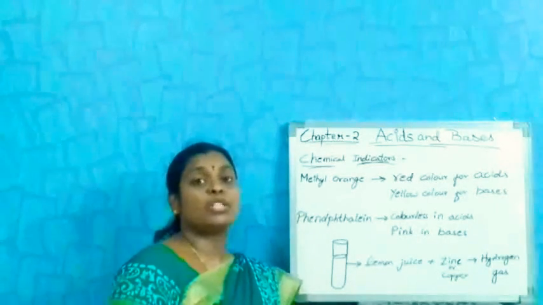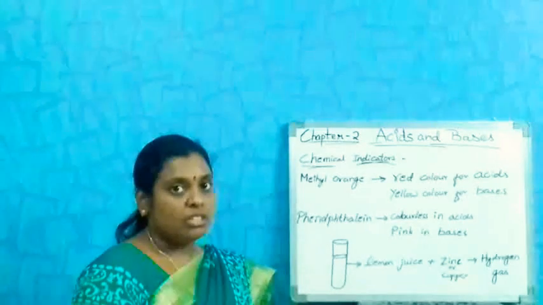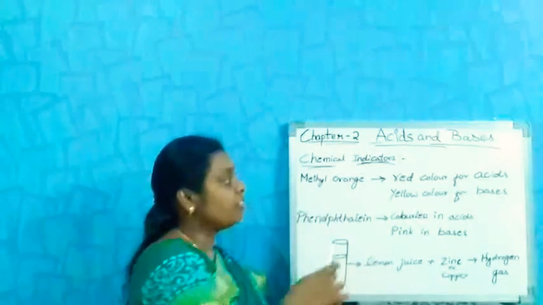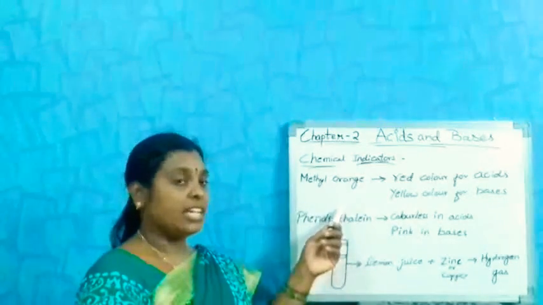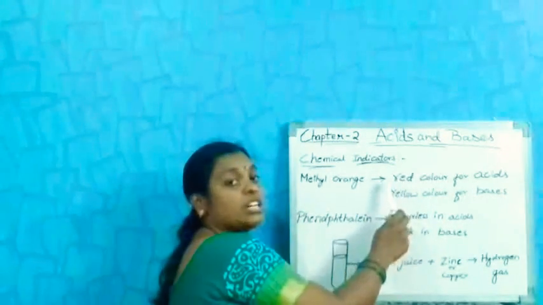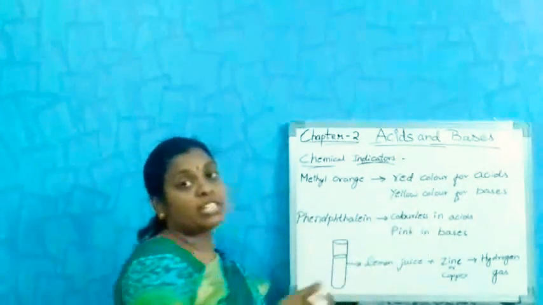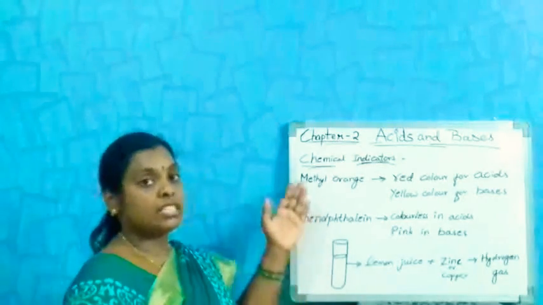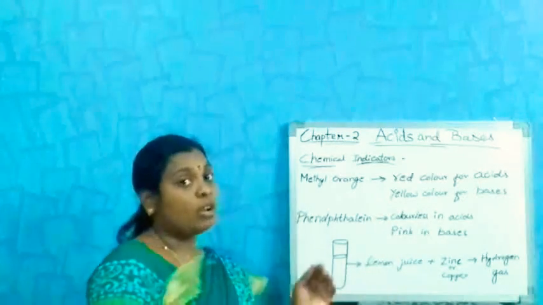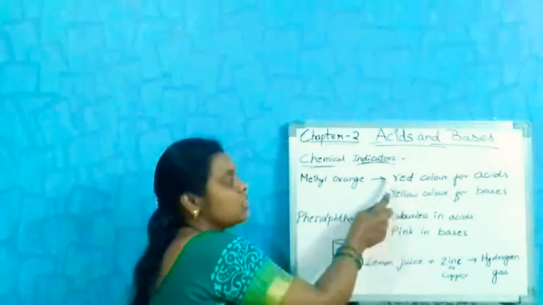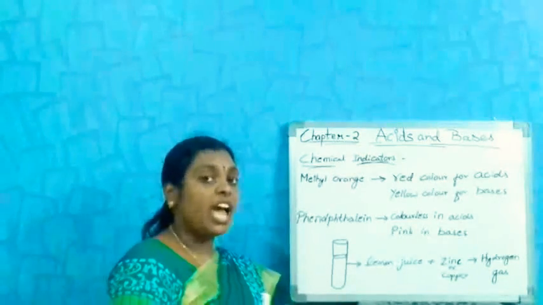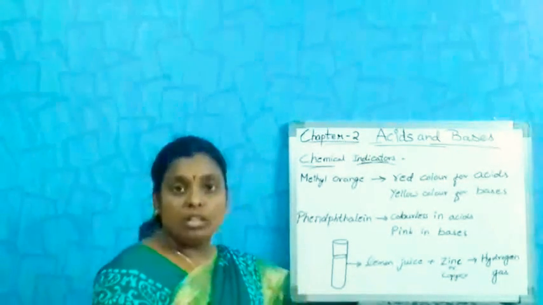Citric acid, that is lemon juice, is an acid. So there is a color change. By the reaction of citric acid with the methyl orange, the color turns into red. If it is a base, when we add methyl orange to a base, it shows yellow color, whereas in the acid, it turns into red color. So here the citric acid is an acid. That's why it changed to red color.